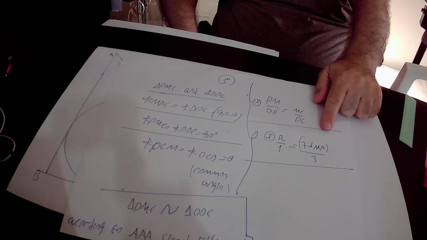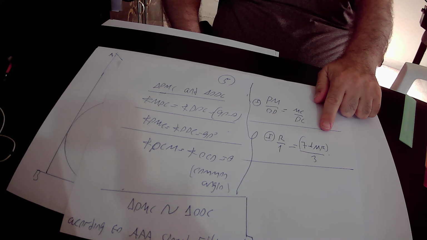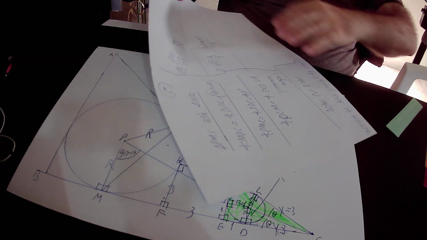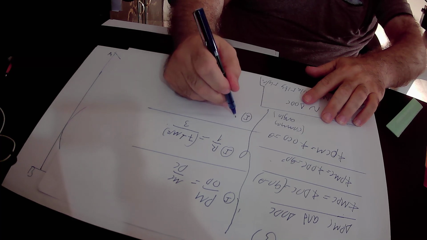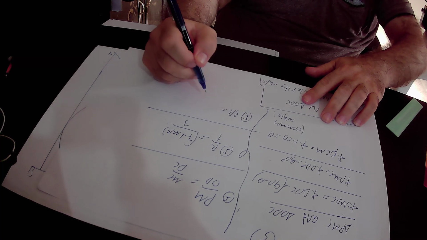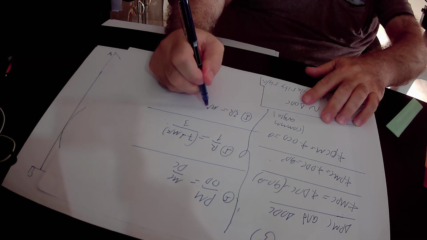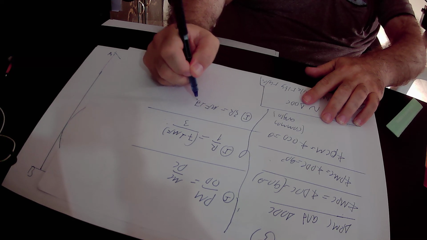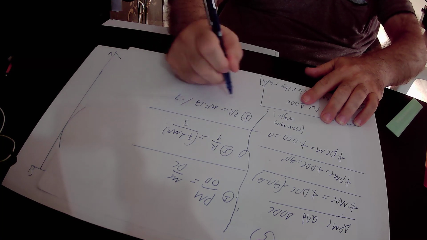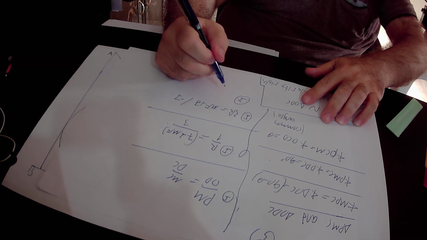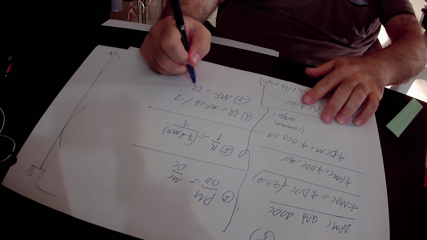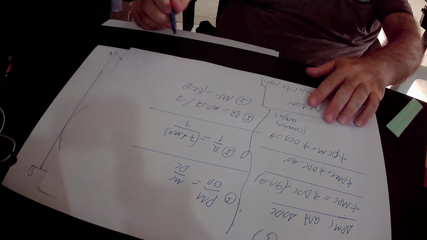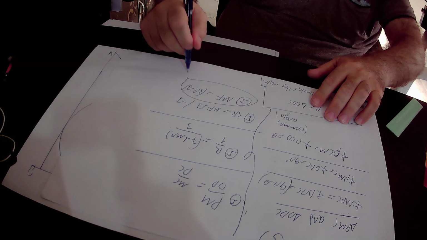R equals (7 plus MF) over 3. Here we multiply equation number 1 by 3, and we get that 3R equals MF plus 7. Here we subtract 7, and we get that according to equation number 1, MF equals 3R minus 7.